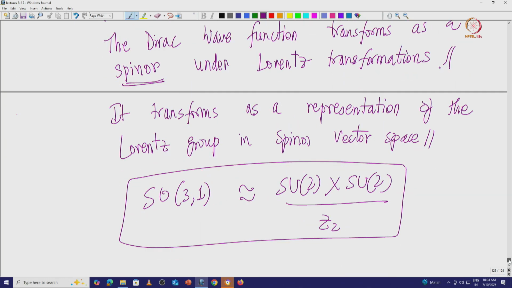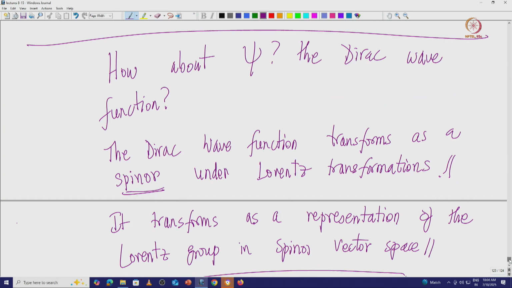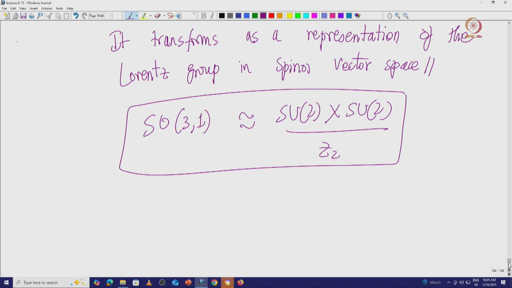Now, the question then comes about: what about psi, the Dirac wave function? We have looked at the Dirac wave function, which is a solution of the Dirac equation, and we said that this transforms as a spinor under Lorentz transformations essentially. Okay, we made this comment and we called it a spinor. And what is a spinor essentially? That's the question we have been trying to answer, and we have been going in circles in various ways essentially.